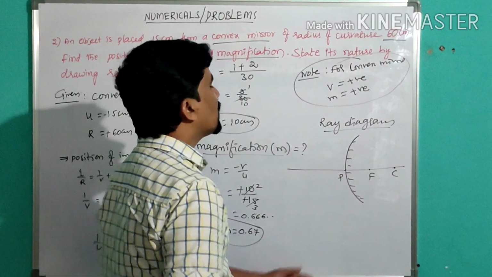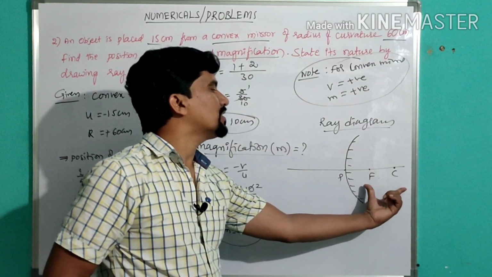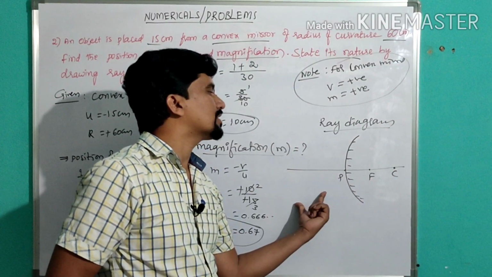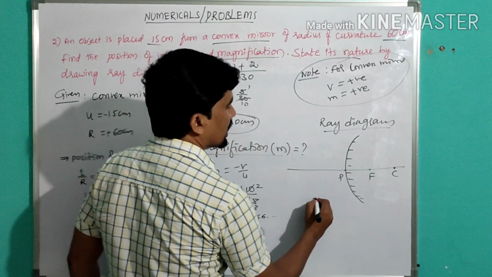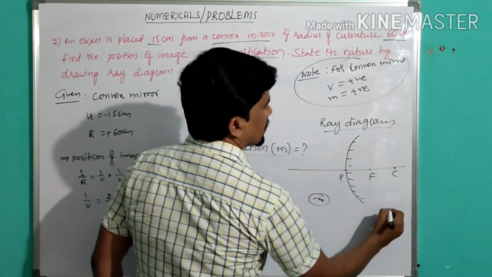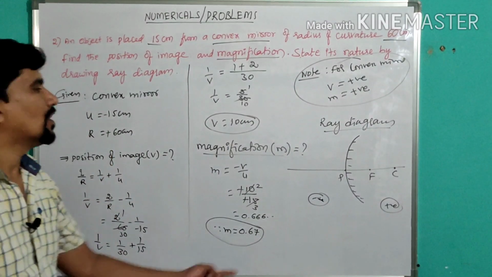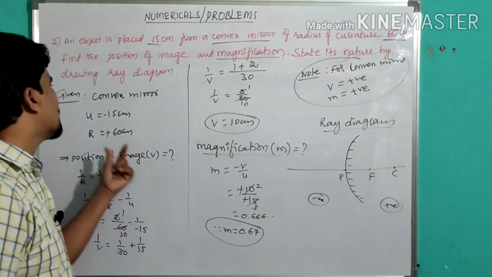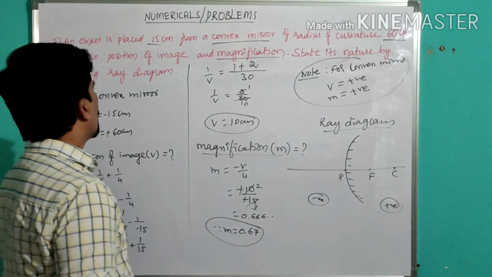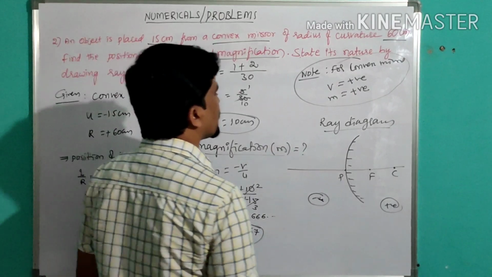Here, focal length will be on this side, radius of curvature will be on this side, and the object will be on this side. This is the other side, the negative side, and this is the positive side. That's why only the radius of curvature is taken as positive. The object will be placed here, that's why object distance is negative.